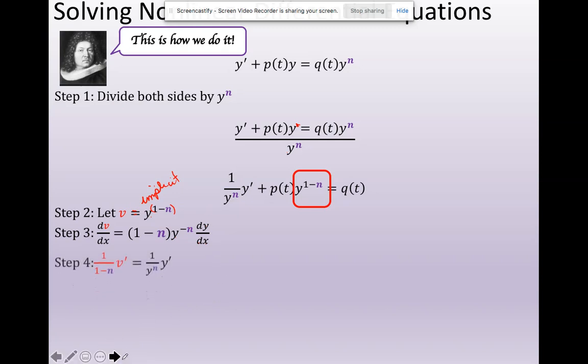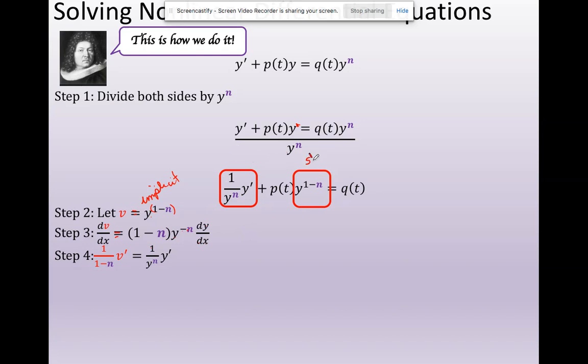Now, do some algebra. See what I did there? I divided both sides of this equation by 1 minus n. And then I rewrote y to the negative n as 1 over y to the n. And then look at this red box.